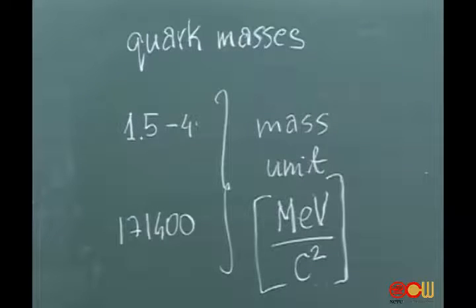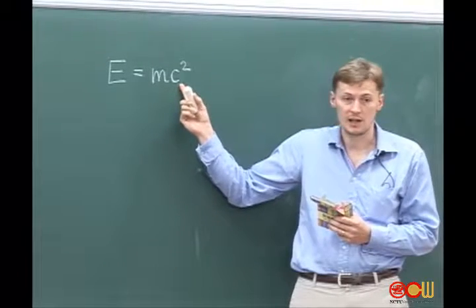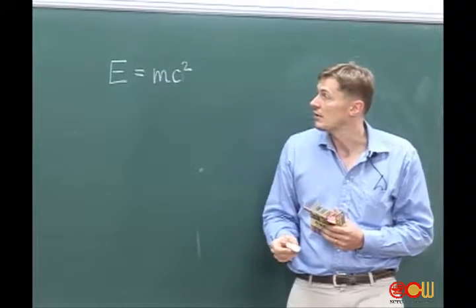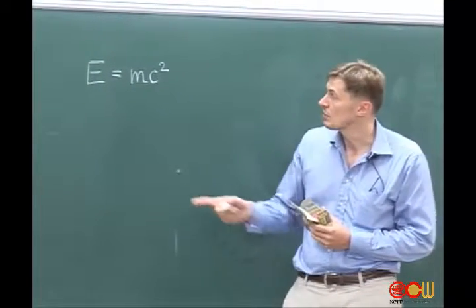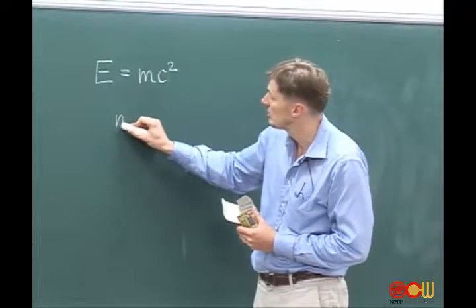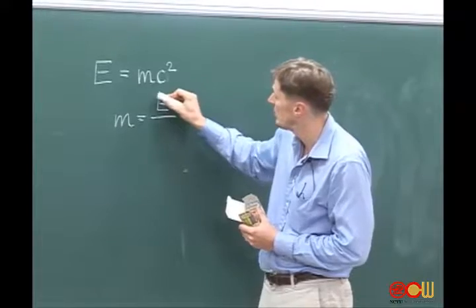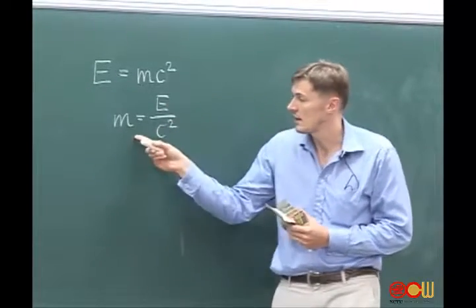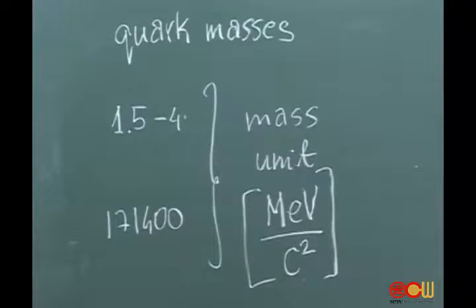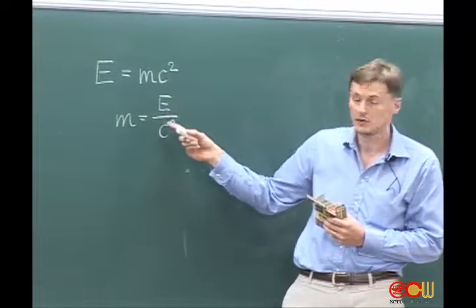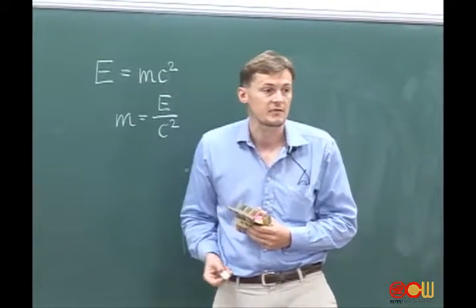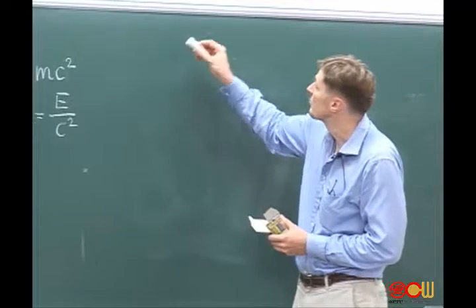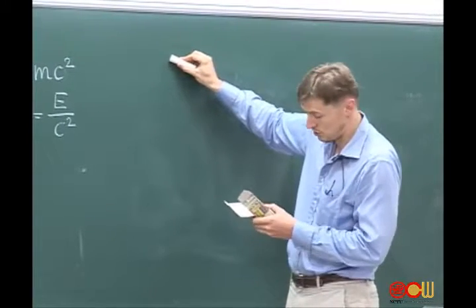You know that for any particles, you have the relationship between mass and energy. If any mass moved at the speed of light, it would have this energy. So you can put the same equation in the form E divided by c square, and this explains the unit for mass: mega electron volt, a unit for energy, divided by c square. But of course this doesn't give you any intuition what it may mean.